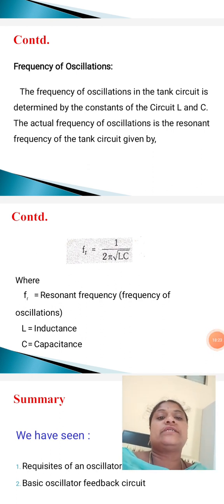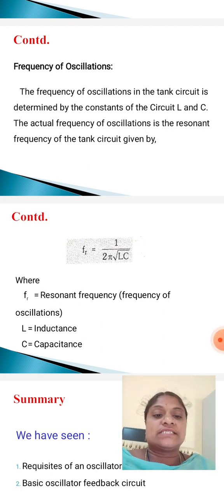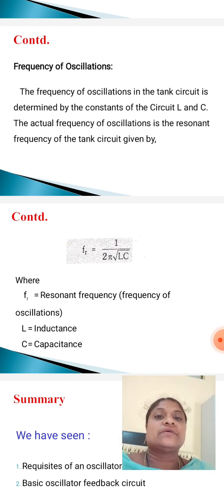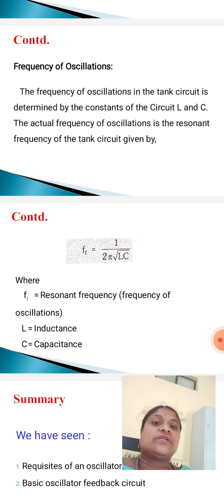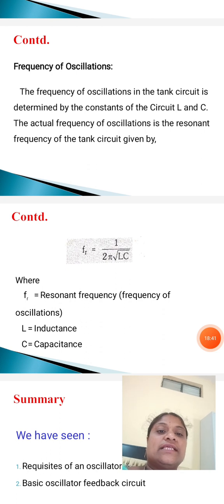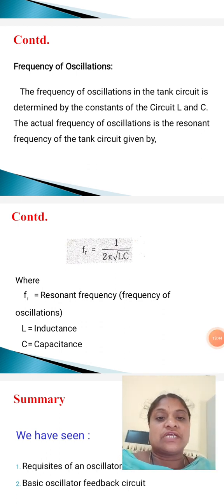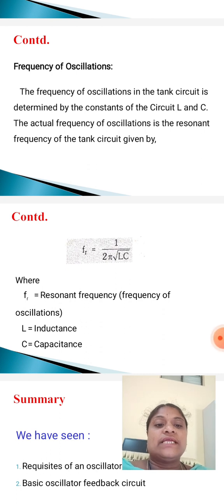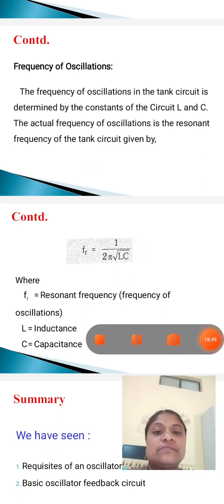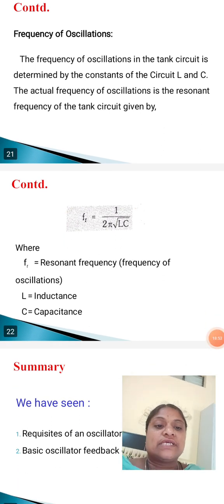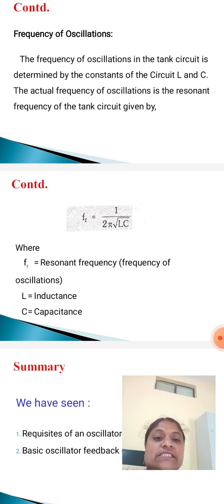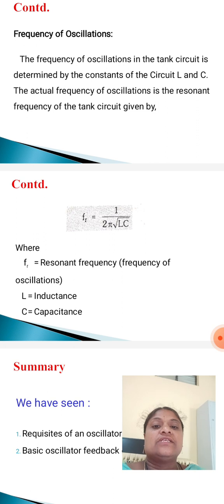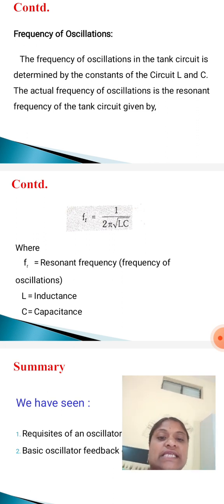I repeat this point again. Frequency of oscillations: the frequency of oscillations in the tank circuit is determined by the constants of the circuit L and C. The actual frequency of oscillations is the resonant frequency of the tank circuit. It is given by resonant frequency Fr equals 1 by 2 pi root LC. Here in this equation, Fr is the resonant frequency, that is nothing but the frequency of oscillations, where L is inductance and C is capacitance.